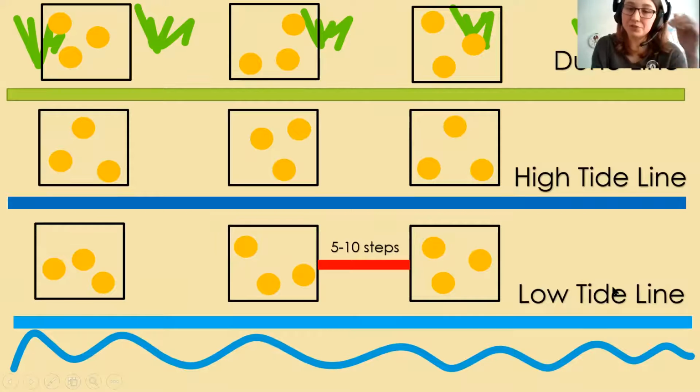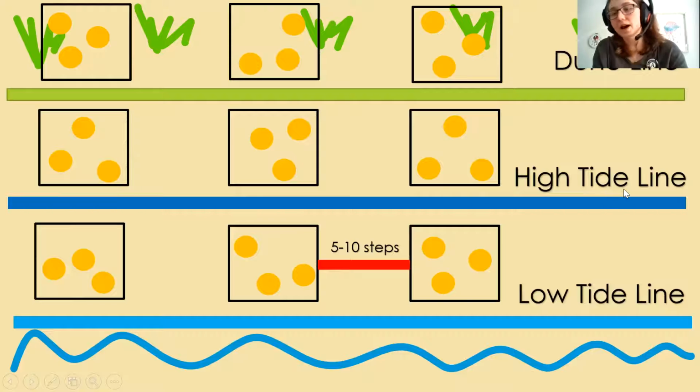So you would find your dune line or your low tide line, and you would set up your first square, whether that's with a meter stick or rope. You'll take 3 random samples. Then you'll take 5 to 10 big steps, and then you'll set up your next one. And again, you'll take 3 random samples. And each one of these boxes is a separate sample. So this one would be low tide line number 1, low tide line number 2, low tide line number 3. And you just repeat the procedure moving up the beach.